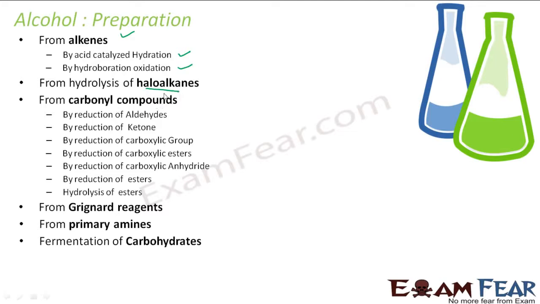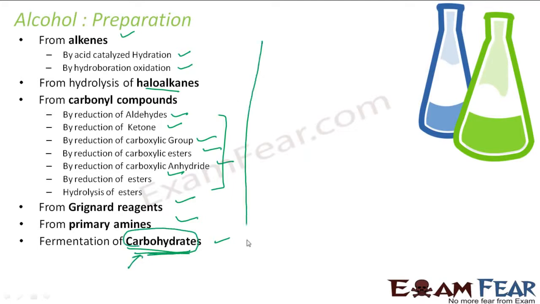From carbonyl compounds also we'll try to prepare alcohols: from aldehyde, ketone, carboxylic acid, esters, anhydride. So from all these also we'll try to prepare alcohol. We'll also try to prepare alcohol using Grignard reagent, and by fermentation of carbohydrate. This is what is used generally in industry. So we'll talk about all these methods of preparation of alcohol.